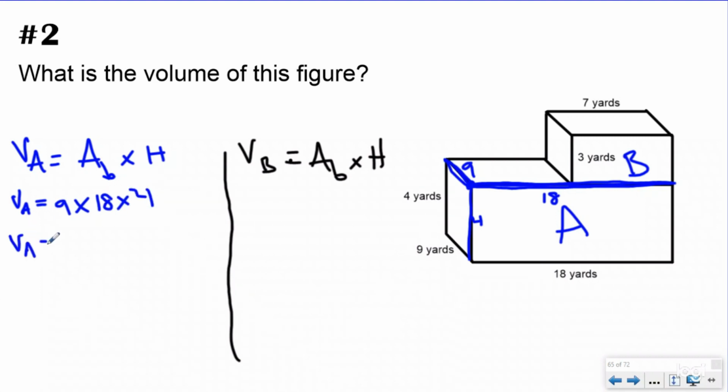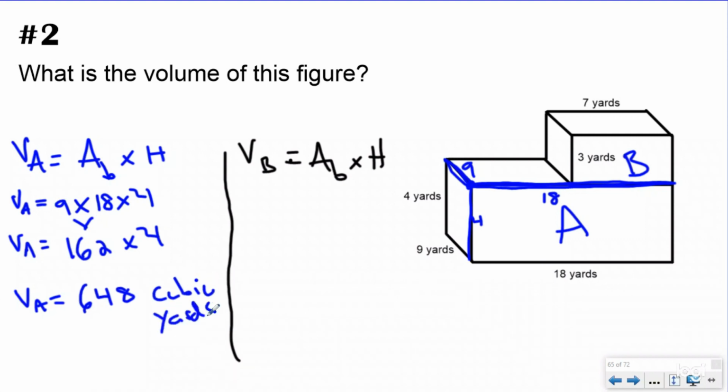So now I just need to solve this using my order of operations going left to right. 9 times 18 is 162, and then I have 4 layers of 162. Again, we want to visualize what we're doing, not just use the formula to solve it, which gives me a volume of 648 cubic yards. But I'm not done yet because that was just the volume for prism A.